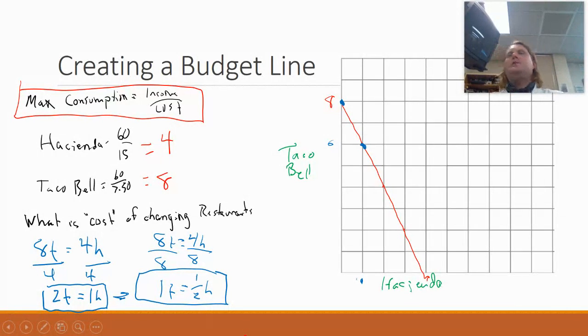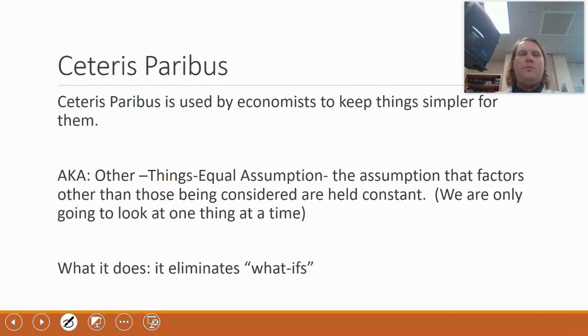Yes, we can have fractions. Can I go to Hacienda half a time? No, not really, right? But again, we can have fractions, especially when we talk about what we produce here in a second, we can have half a bushel or a third of a bushel or whatever. So again, this is what we would consume based on our income. Now we're going to talk about producing stuff in terms of available resources.